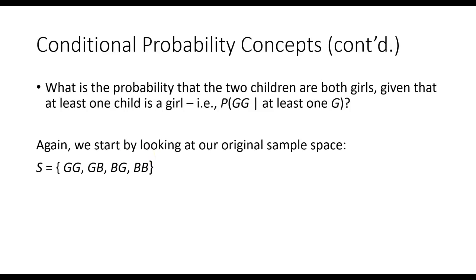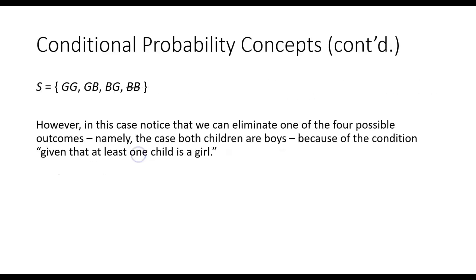Again, we're going to start by looking at our original sample space, and I've listed all 4 outcomes below. Now, notice in this case, though, that we can eliminate one of the 4 possible outcomes, namely the case where both children are boys, because of the condition given that at least one child is a girl. That leaves us with 3 possible outcomes in this case. Therefore, the probability that I have 2 girls, given that at least one of the children must be a girl, is now equal to 1 out of the 3 remaining outcomes in our sample space.